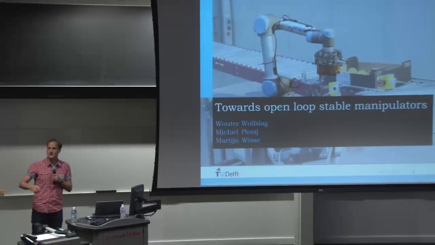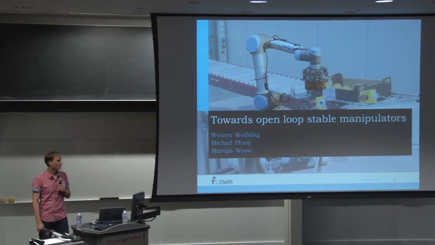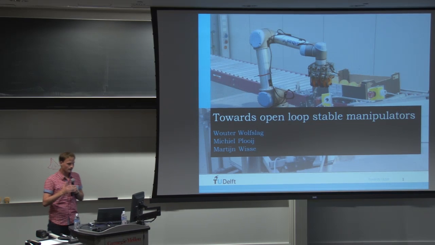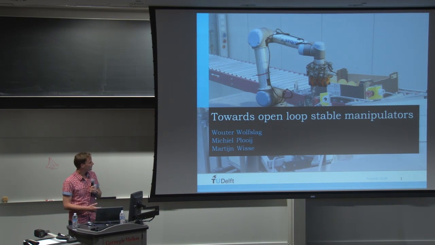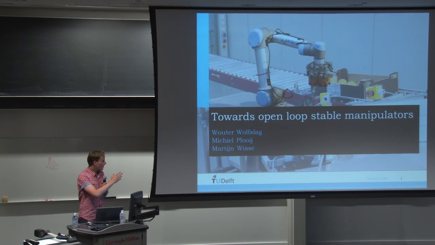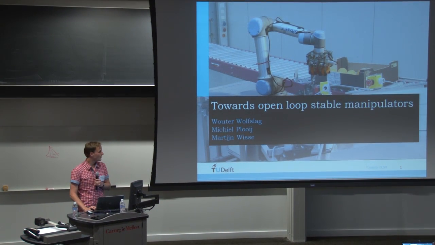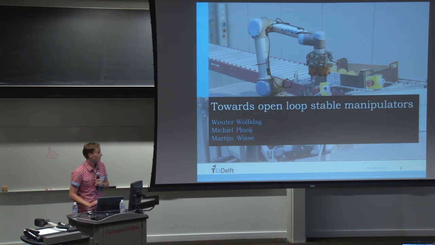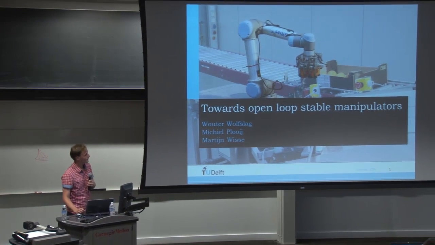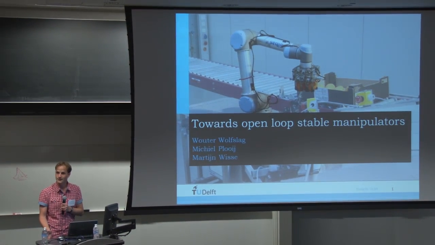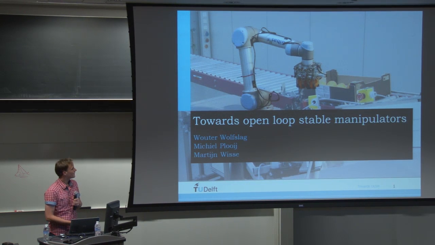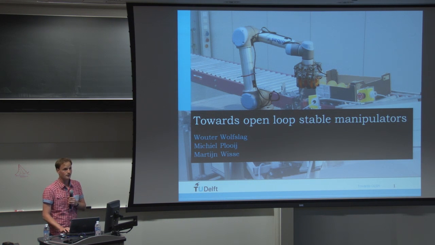So today I'll be presenting work that I did together with Michiel in Martijn Wies's lab. And my work has a title that might confuse some of you. Open loop and stable are obviously terms we've heard over the last couple of days, but manipulators much less so, and specifically the kind of manipulator you see on top here for an industrial application, doing a very basic pick and place task in an unstructured environment, but without any humans around.